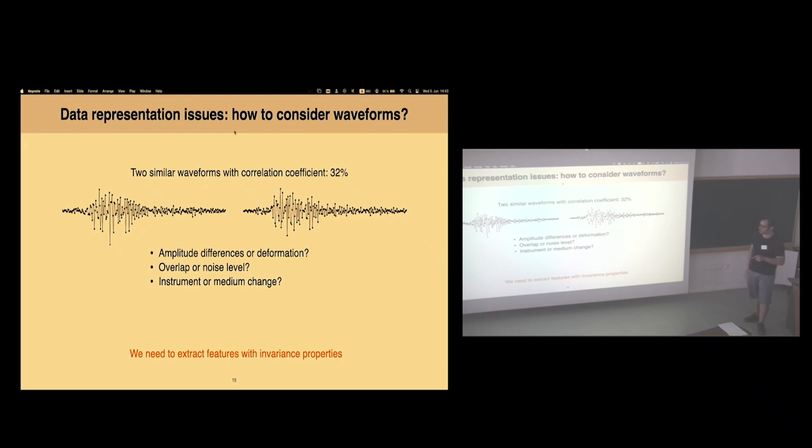These changes can be related to amplitude difference, deformation in the signal, overlap with other events, the level of noise, a change in the instrument, or a change in the media. So how can we extract features which are invariant in the data?